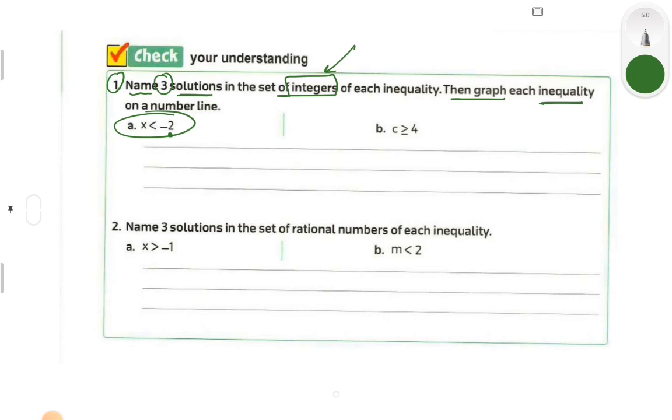Now x is less than -2 and is an integer. So what is a number less than -2? Maybe -3 or -4 or -5 and so on. He asked us to name just 3 solutions. But after that he needs us to graph each inequality on the number line.